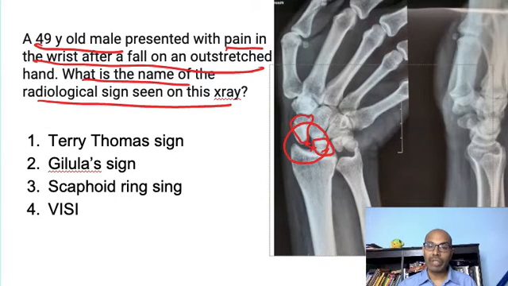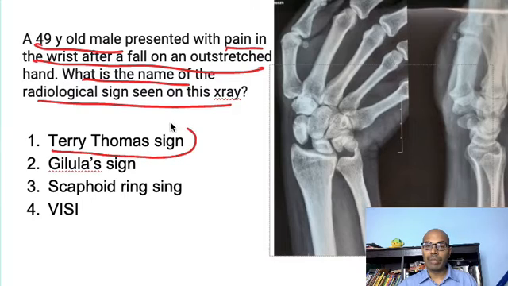So what happens in scapholunate dissociation? We can see that we have an increase in the space between the scaphoid and lunate. This indicates that there is some kind of disruption to the ligamentous attachment between the scaphoid and lunate, and that's why it goes like this. So what is this sign called? All of you should remember this, it is a factual memory that has to go in. It is called Terry Thomas sign.